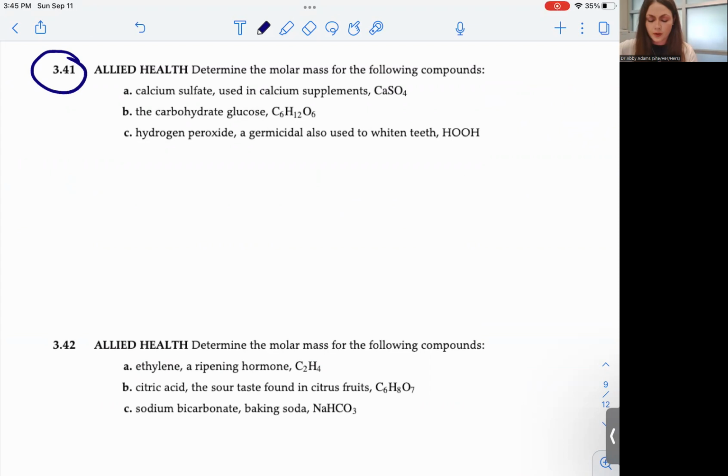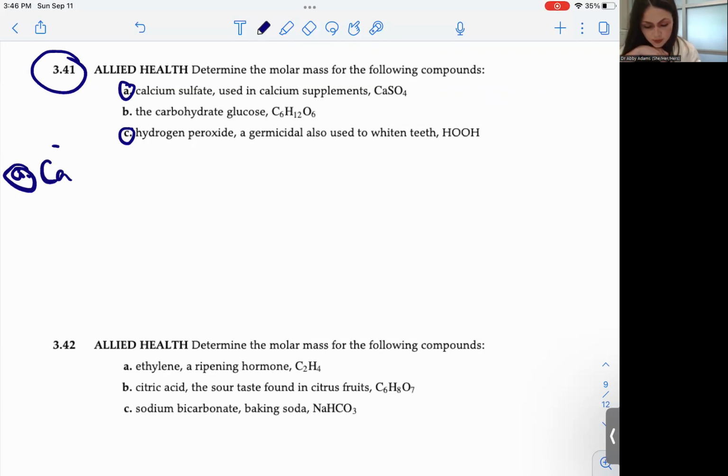3.41. All right, let's see. What are we going to do? Determine the molar mass of the following compounds. So how about I do a couple of these and then you do the other one? Maybe I could do A and C. They're all going to work the same way, which is why I know you're capable of doing one on your own. And everyone wanted extra practice problems, so there you go.